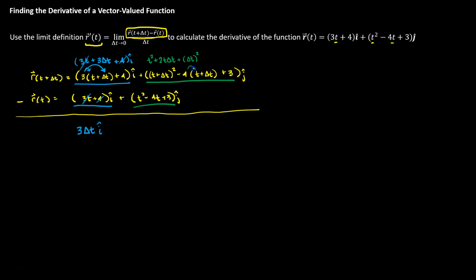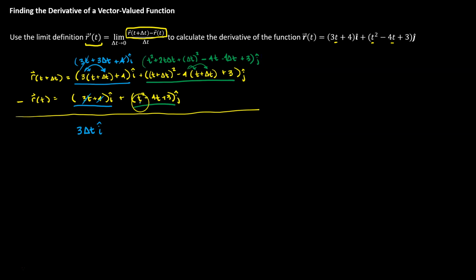And then I need to distribute the 4 into these parentheses. Remember, that is a minus 4, so I'm going to distribute that as minus 4t minus 4 delta t. And then carried the plus 3. And this is the entire j hat component from that first function. And now we can do our subtraction.